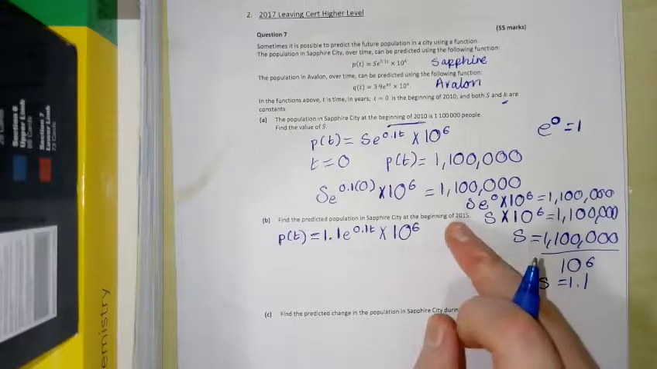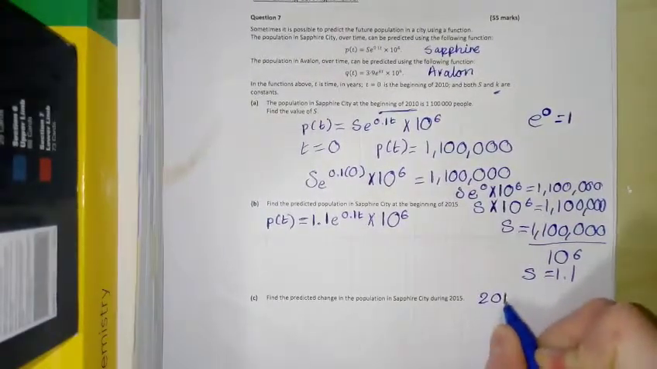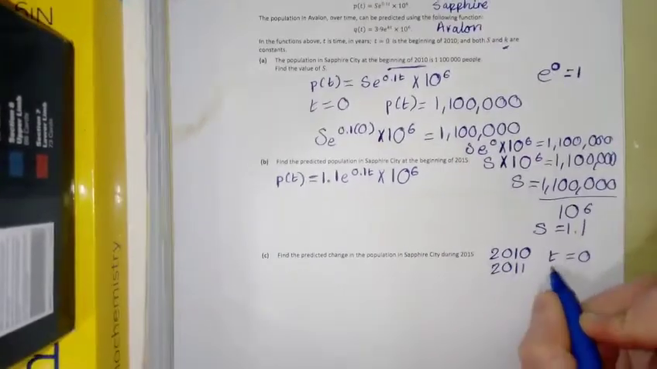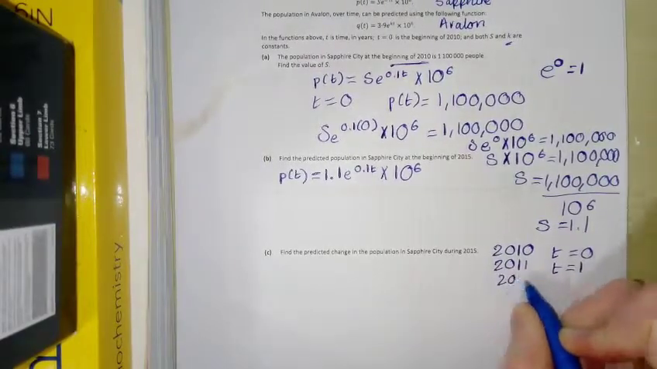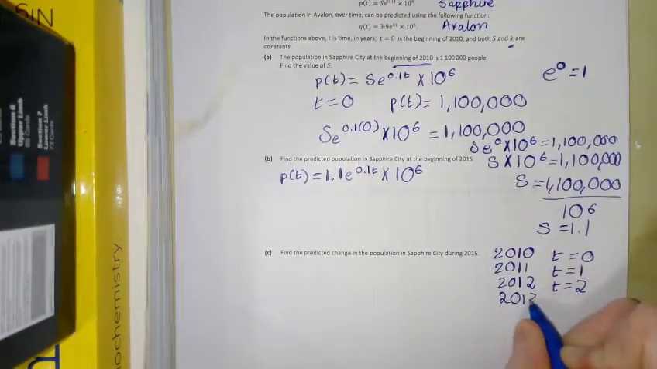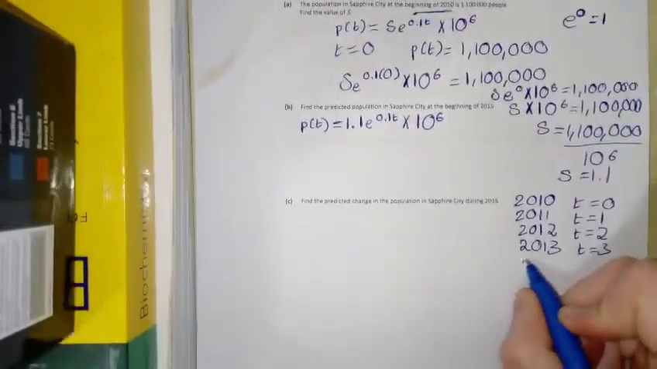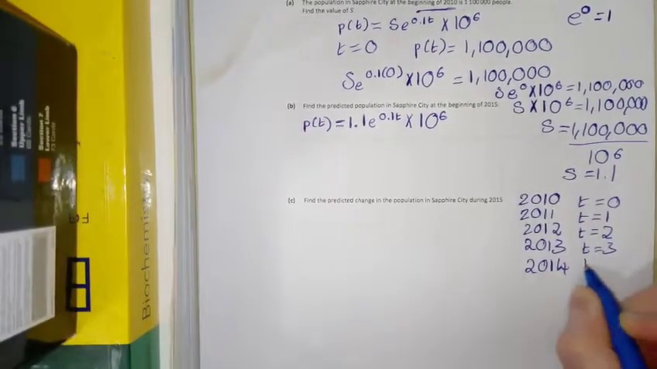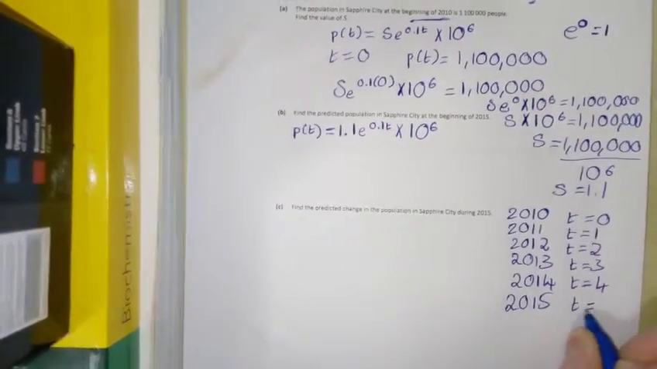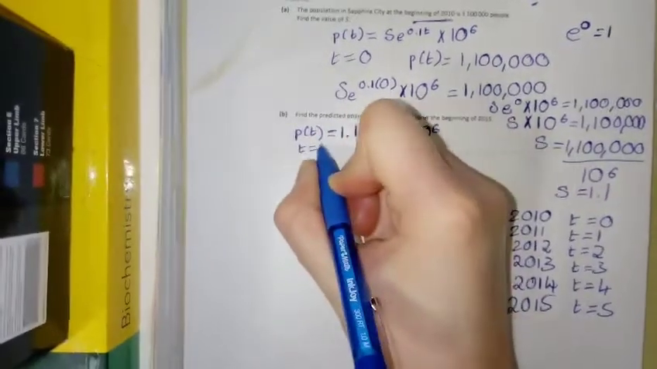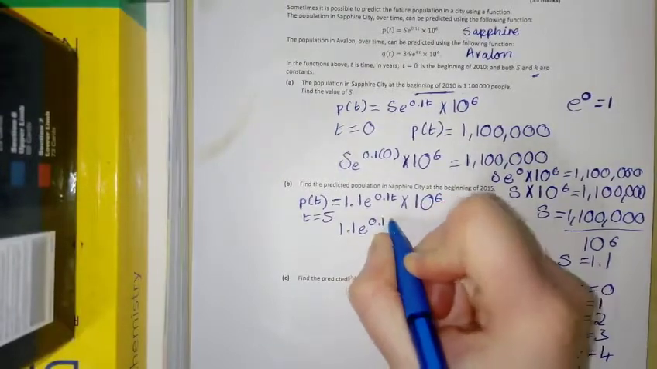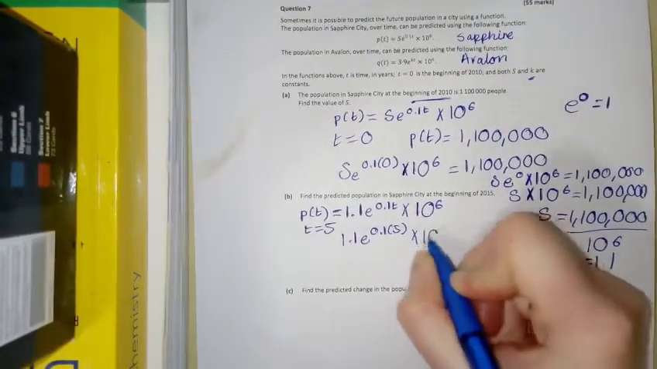So we will know our T. At the beginning of 2010, they tell us T equals 0. At the beginning of 2011, T will be equal to 1. The beginning of 2012, T will be equal to 2. The beginning of 2013, T will be equal to 3. The beginning of 2014, T will be equal to 4, and the beginning of 2015, our T will be equal to 5. So we're going to let T equal 5. So it'll be 1.1 e to the 0.1 times 5, times 10 to the power of 6.